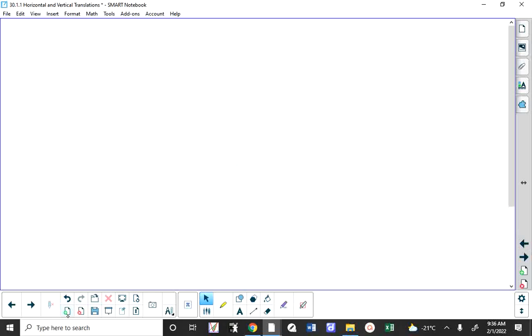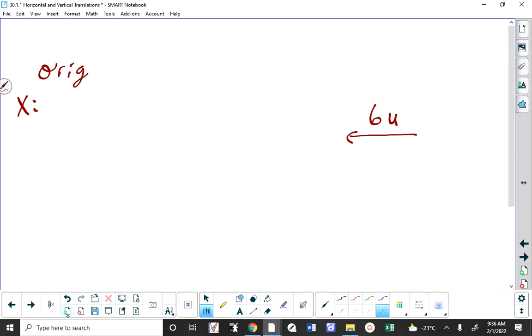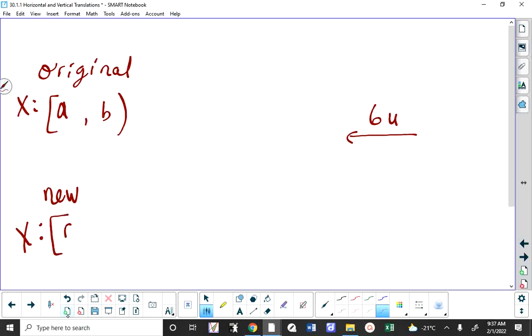What I'm saying is this. If you know that the horizontal translation, and it's going to get more complicated than what I'm going to show you, but you know that the horizontal translation is 6 units to the left, okay? And I tell you that the domain of the original function is a comma b. You should be able to write out what the domain of the new function is. And the domain of the new function, or the transformed function, would be a minus 6 comma b minus 6.